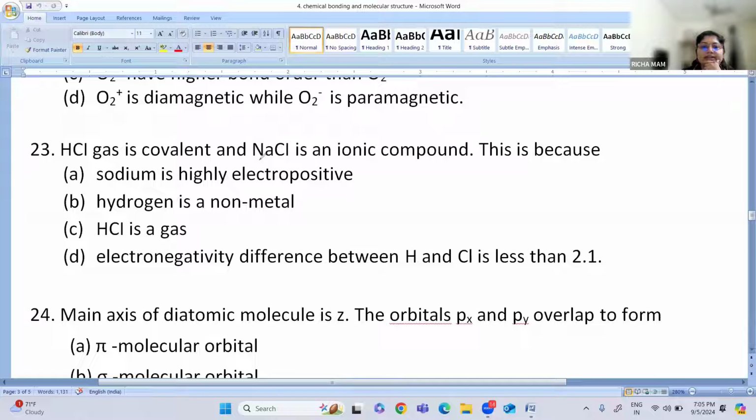Why is NaCl ionic and HCl covalent? Because of the electronegativity difference. In both the cases Cl is present, but they form different types of compounds. One is forming a covalent compound, another is forming an ionic compound. Why? It is due to the electronegativity difference between the hydrogen and Cl, which is less than 2.1. So option number D is the answer. HCl gas is covalent and NaCl is an ionic compound because of the electronegativity difference.